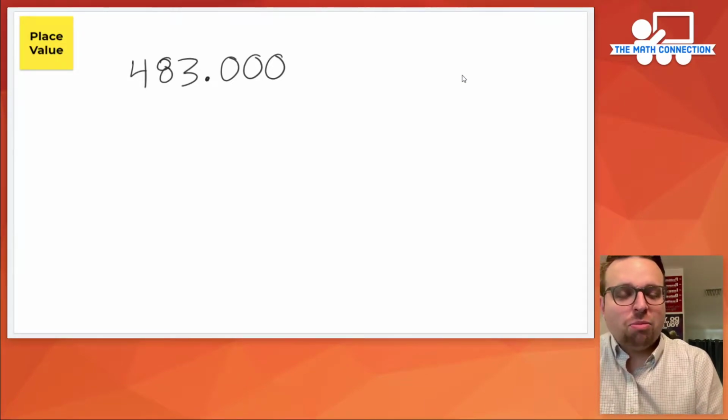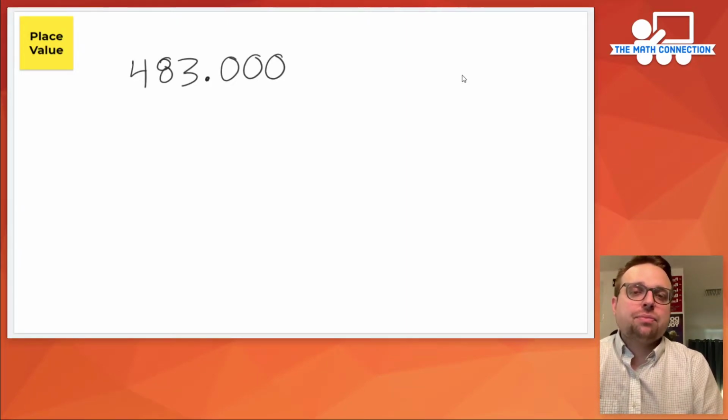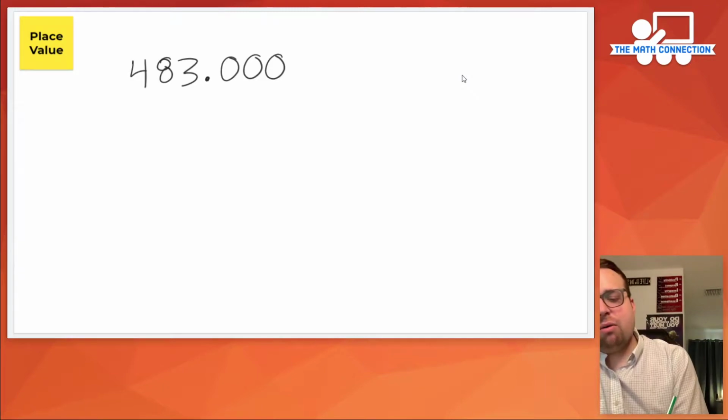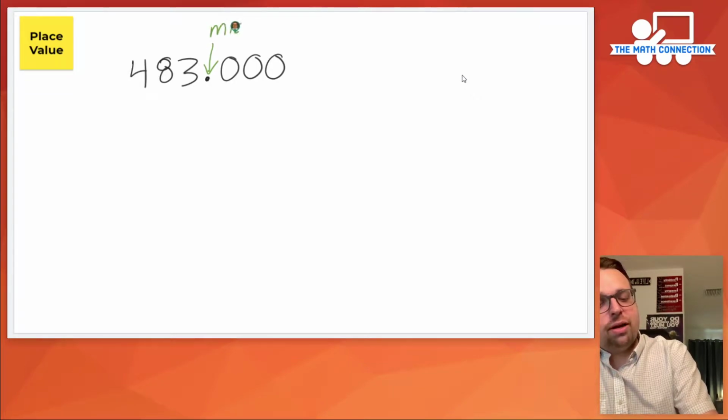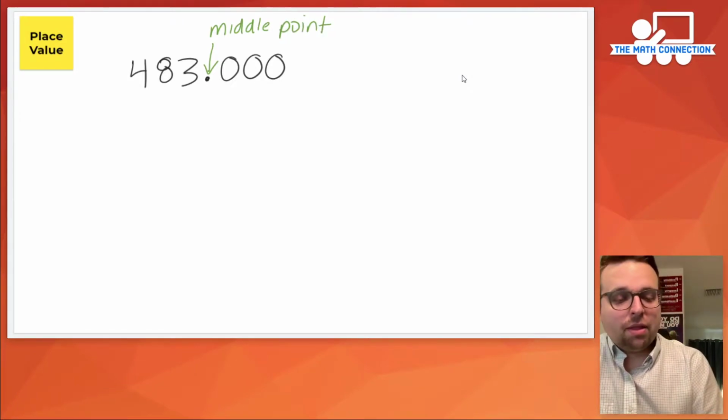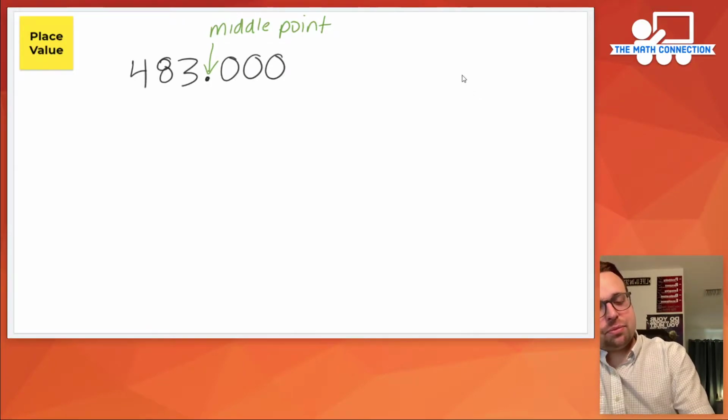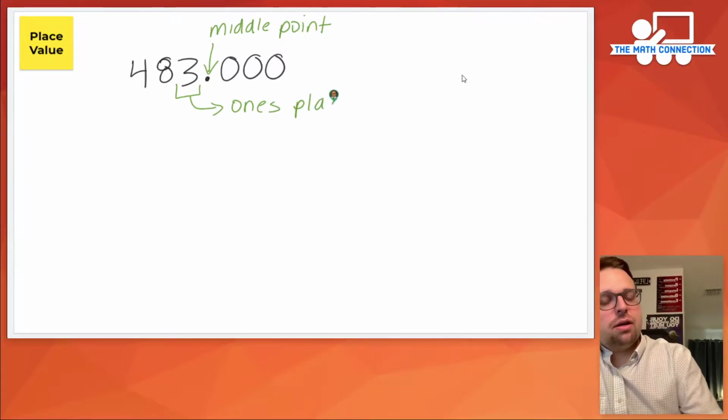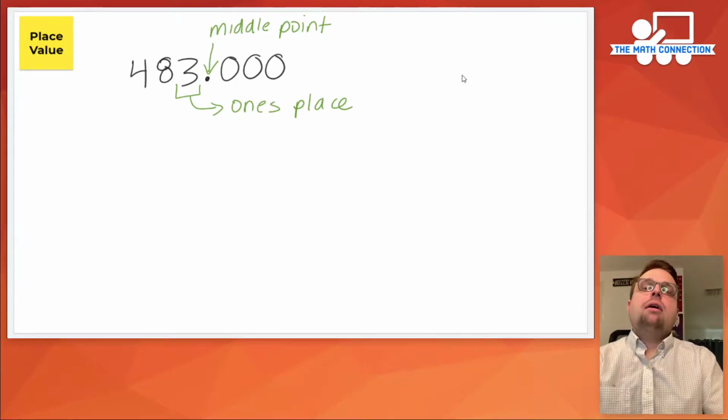So the decimal point is going to be like our dividing line, which tells us where in a number we should start when we're trying to figure out the place value. So if we're talking about where that's located, I'm going to change colors here. So this decimal point is really like our middle point, okay? Here we go. That's our midpoint. And then for any number we look at, the very first spot that we look at is going to be called the ones place. And that's where you're going to be counting numbers by ones.